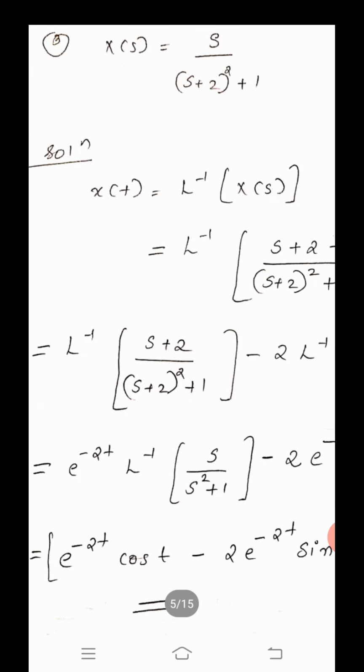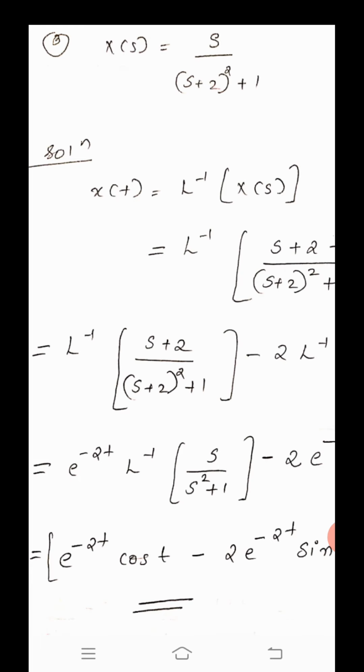For the first term, as there is an s plus 2 term, it's clear that it will contribute a term e raised to minus 2t, by the shifting property, and e raised to minus 2t is taken outside. Then the only term for which we have to find the inverse Laplace transform is what remains once the shifting component is removed. That is, s plus 2 contributes e raised to minus 2t, so in the next step you need not write s plus 2, you just need to write the s term.